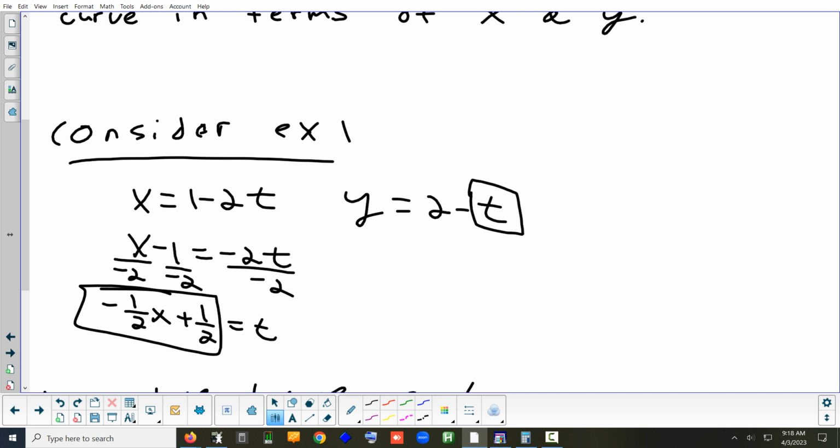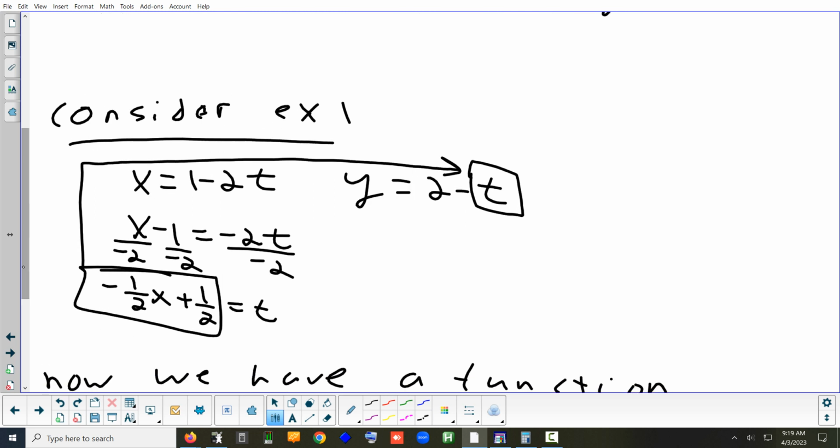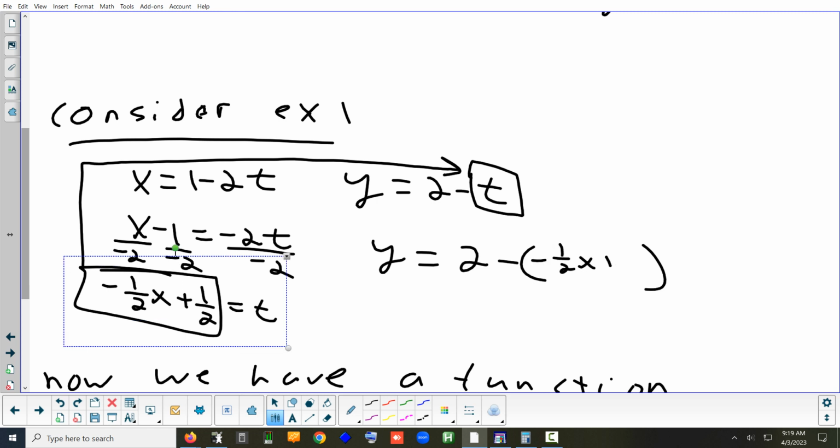Now, what do you think we're going to do with that? Substitute in the y equation. Yeah, substitute it in for t in the y equation. That's how you eliminate the parameter. You solve the x equation for t, and then you substitute that into the y equation, and that's going to take the two formulas and combine them back together. So we would get y equals 2 minus, and now fill in t, negative 1/2 x plus 1/2. And we're going to simplify that as much as we can.